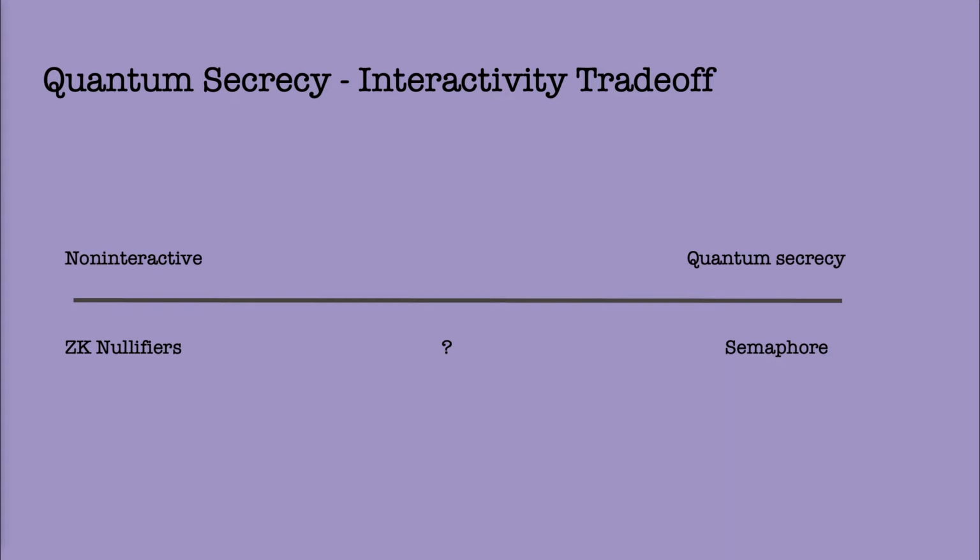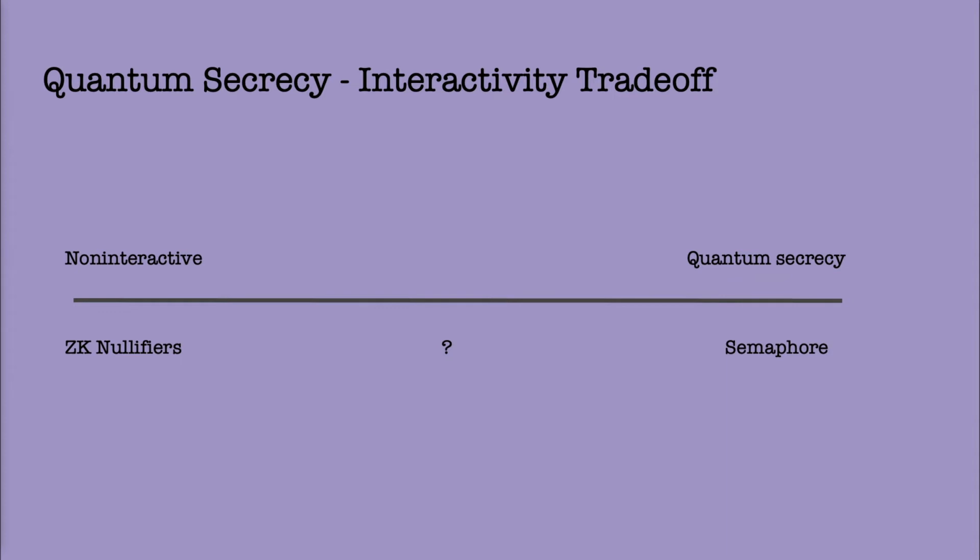But in return, we've kind of unleashed this quantum lack of secrecy. So you can think of this trade-off curve where with Semaphore, you have to interact with it first, but you have complete quantum secrecy because you only use hashes. And in our scheme, there's no interactivity, but quantum secrecy is broken as soon as quantum computers are viable.